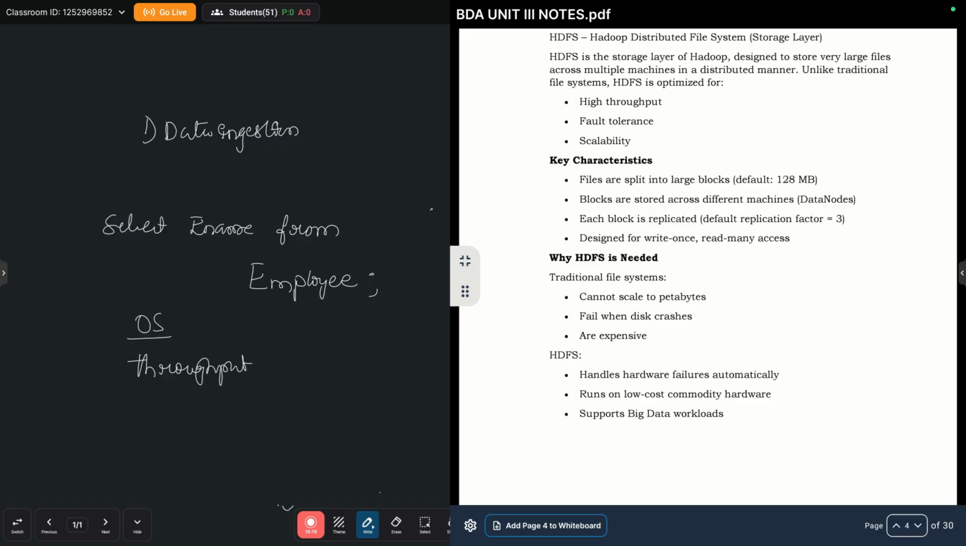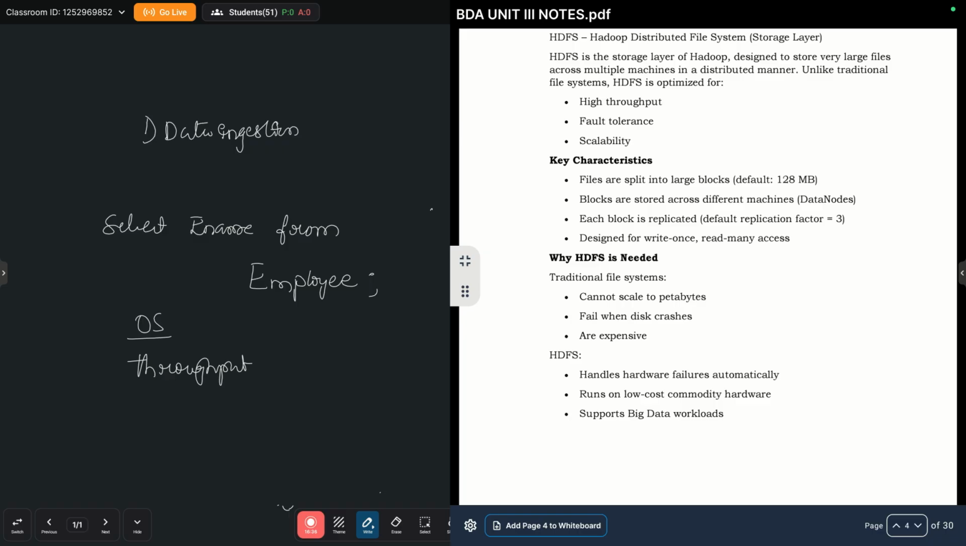So should throughput time be maximum or minimum? Minimum. In minimum time, the process must be executed, right? So a process should take less time for its execution. Now the block size. By default the block size in HDFS is 128 MB.